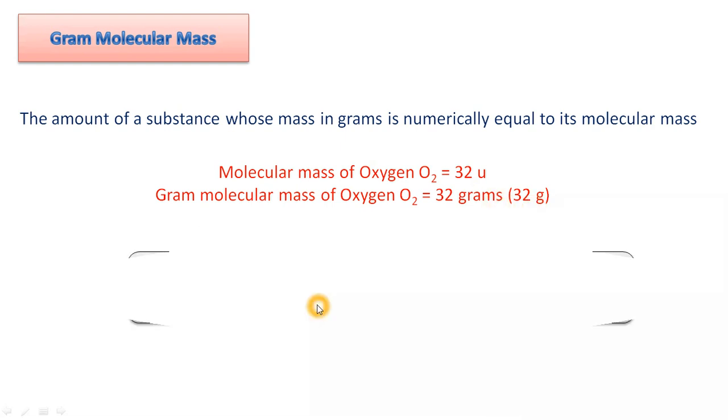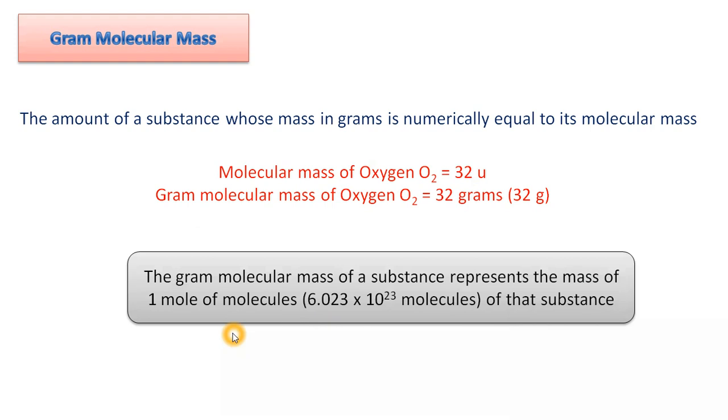The gram molecular mass of a substance represents the mass of 1 mole of molecules of that substance. That means how many molecules are present in that 1 mole? 6.023 into 10 raised to 23 molecules. So for oxygen, the gram molecular mass is 32 grams, and these 32 grams represent 1 mole of oxygen molecules. And 1 mole of oxygen molecules contains how many molecules of oxygen? 6.023 into 10 raised to the power 23 molecules.